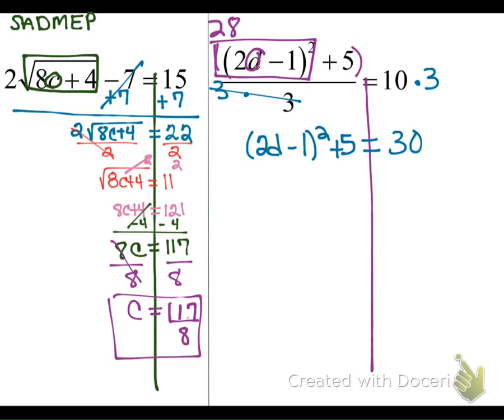Now what do I get rid of next? Because the square is still not by itself. How do I get rid of that plus 5? Left side, what do I bring down? The 2D minus 1 squared. Oh, you got to put the parentheses. There you go. 30 minus 5?